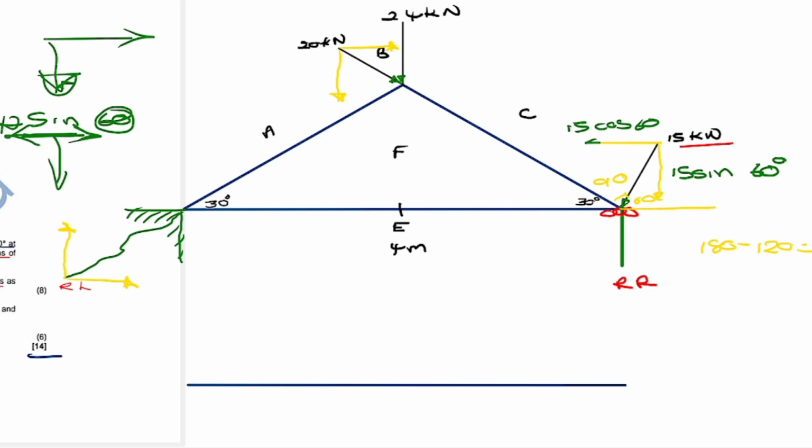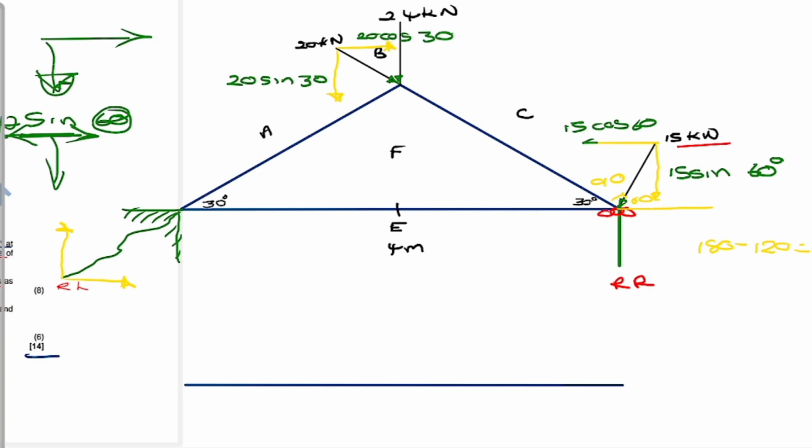We'll say the vertical will be 20 sin 30, and then the horizontal, again, I kept making this mistake, here it will be 20 cos 30. Okay, so that's that.